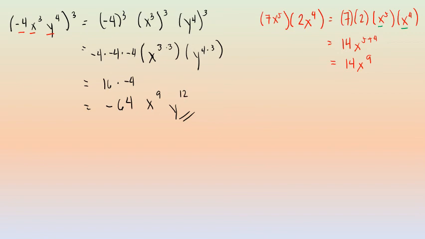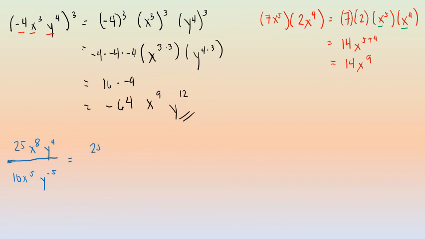Ito, last example. What if we have 25x raised to 8 y to the 4th over 10x raised to 5 y raised to negative 5? Yan, isa-isahin natin ito, class. So, since this is division, pwede natin i-simplify yung ating mga whole numbers.